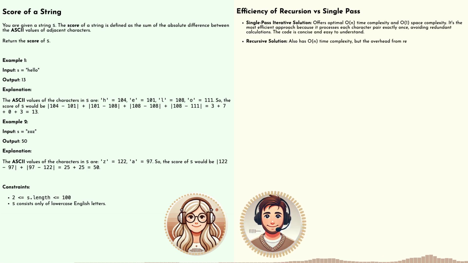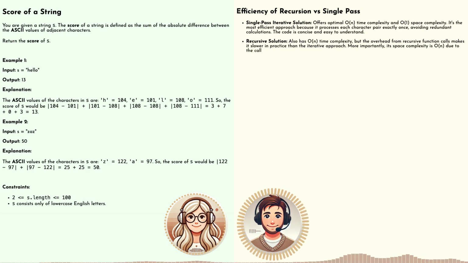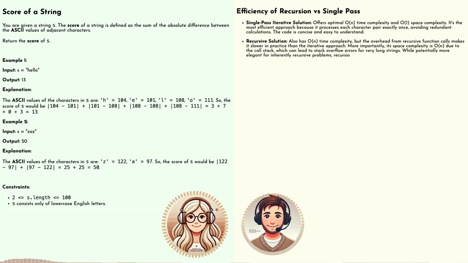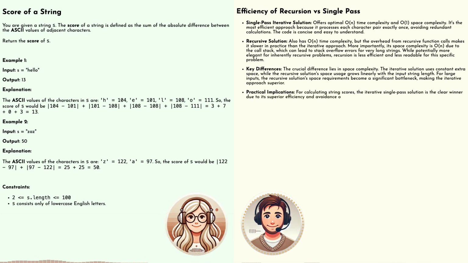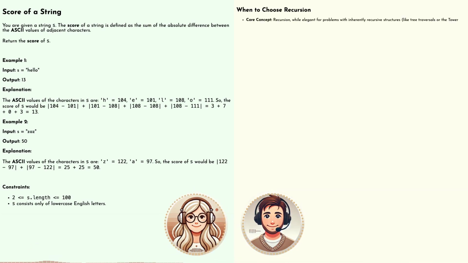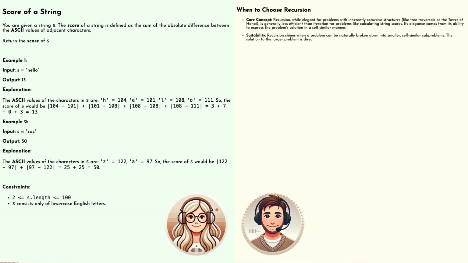Absolutely. And another potential pitfall is forgetting to take the absolute value of the difference. Because remember, we always want to be adding a positive value to our score, regardless of whether the current character or the next one has a higher ASCII value. Otherwise, we might end up with a negative score, and that wouldn't make sense. It wouldn't accurately reflect the total difference. So those are just a couple of things to watch out for.